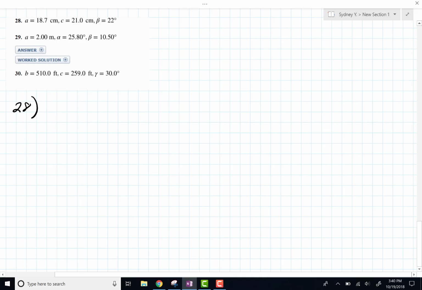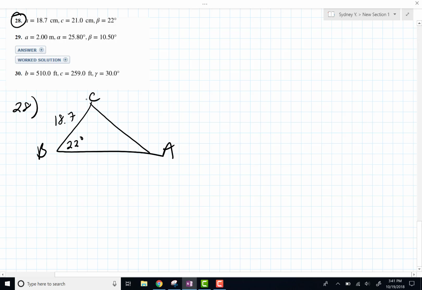Okay, so I'm just going to draw a random triangle. I'm going to draw A, B, C. I'm going to label B as 22 degrees. A is across from big A, 18.7, and then C is across from C, 21.0. And if we want to solve this, we've got a side angle side case, the angle between the two sides. So this one's super nice.